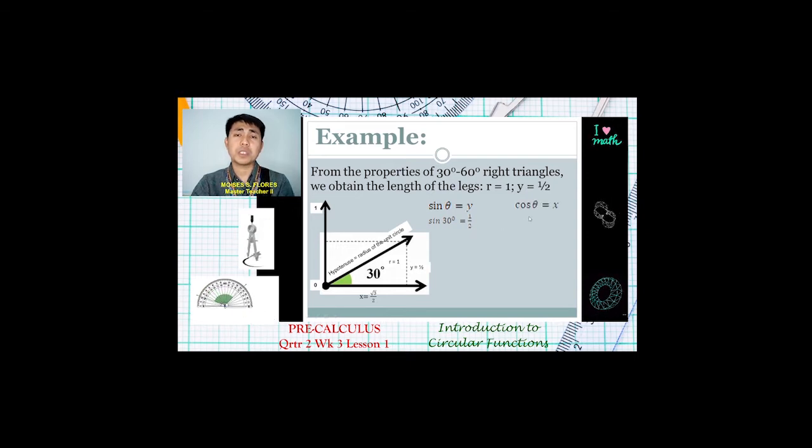The second one is with respect to cosine. We all know that cosine has the value of your x coordinate, which is square root of 3 over 2. So cosine 30 degrees is simply square root of 3 over 2.